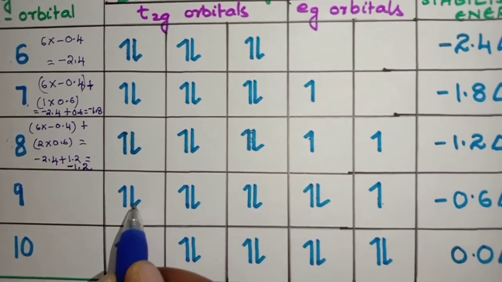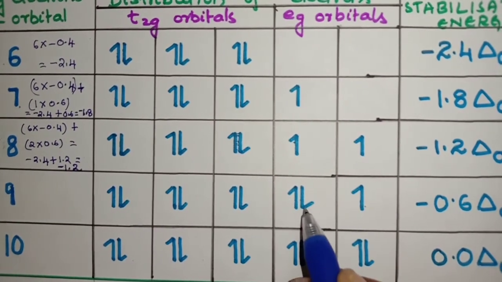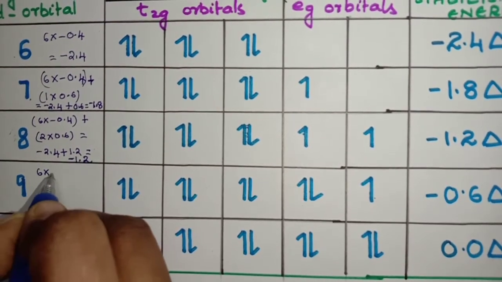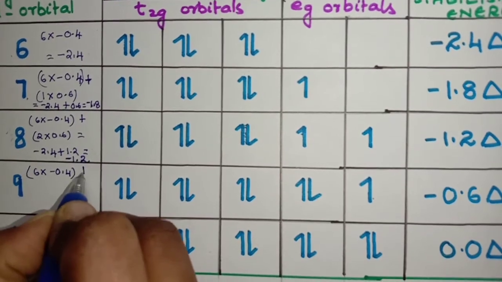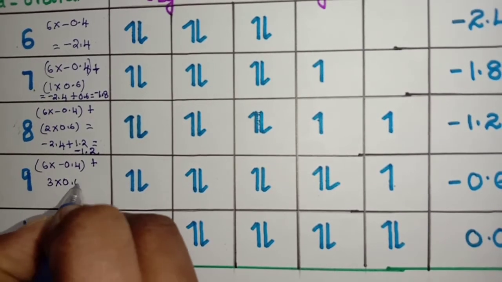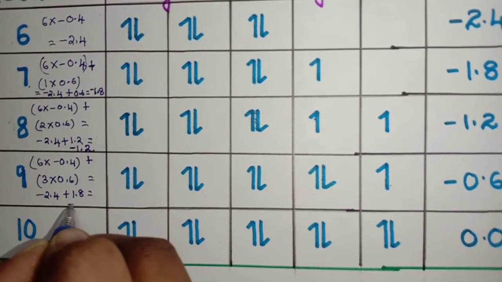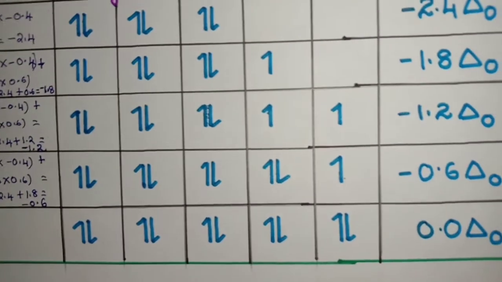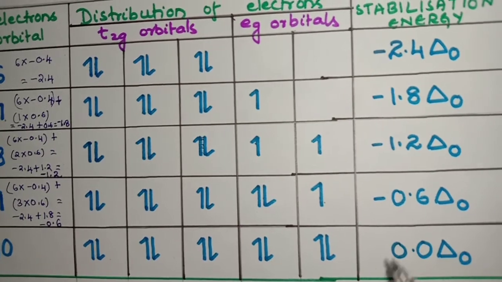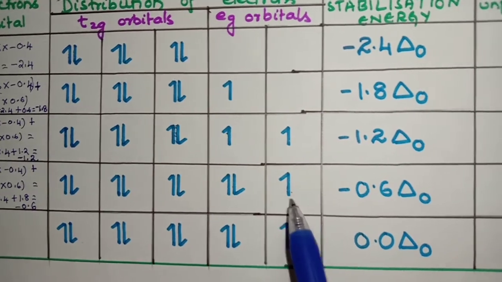First, second, third, fourth, fifth, sixth. Next, 7, 8. Then comes here the 9th electron. So, calculation of CFSE. 6 into minus 0.4 plus number of electrons in Eg orbitals, 3 into how much? 0.6. It is equal to minus 2.4 plus 1.8. It is equal to minus 0.6. Okay, easy calculation, easy mathematics, students. Just try to remember the formula. So its CFSE is minus 0.6 delta O units. Number of unpaired electrons only 1.